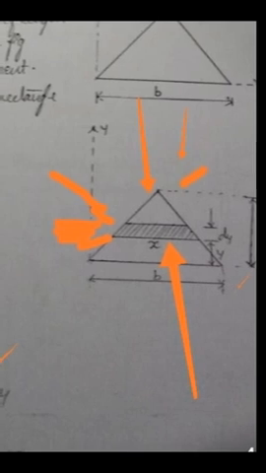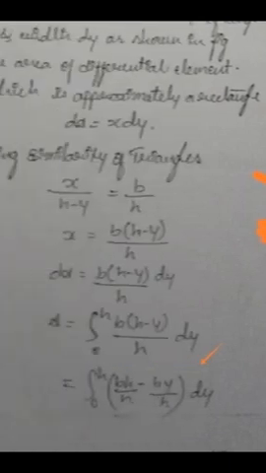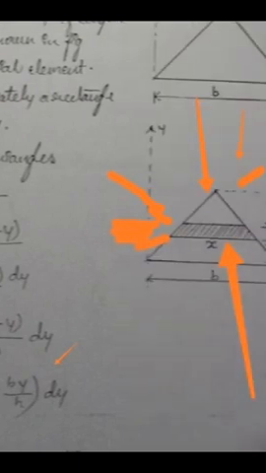So what is the area of that smaller strip equal to? The smaller strip looks similar to a rectangular section. The area of a rectangular section is length into breadth. So length is x and the breadth or height is dy. So the area of that smaller strip is equal to x into dy. That's what is shown here: the smallest area dA is equal to x into dy.